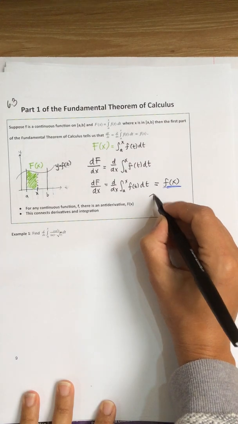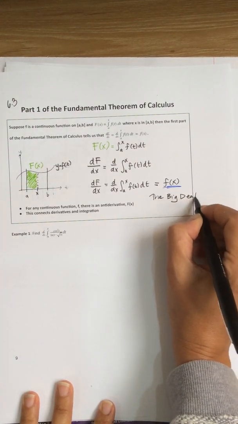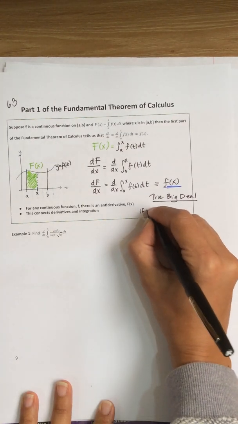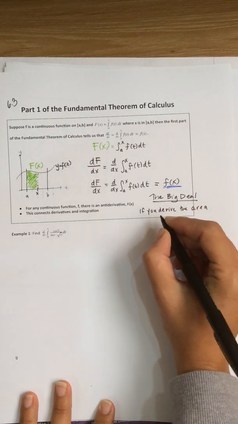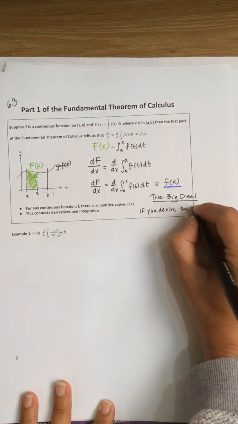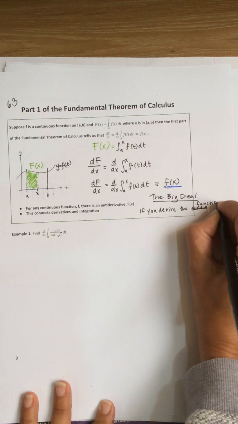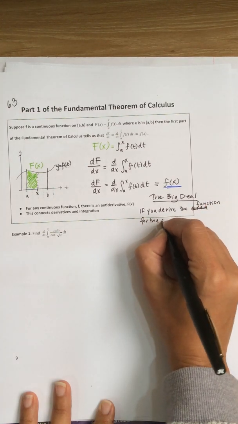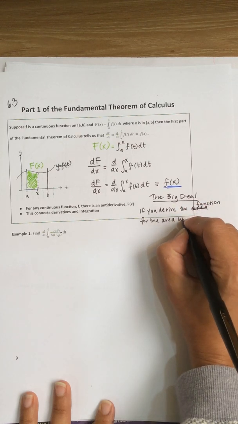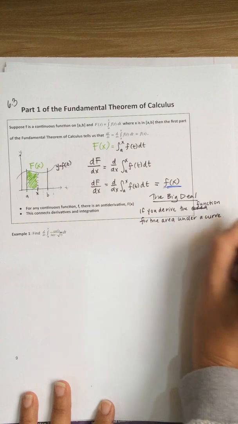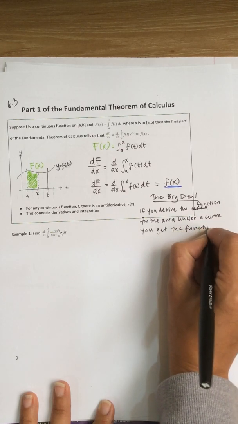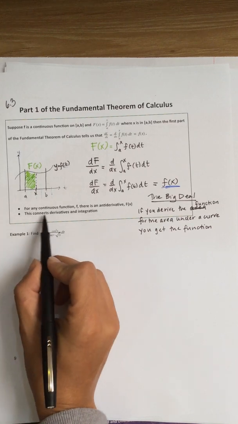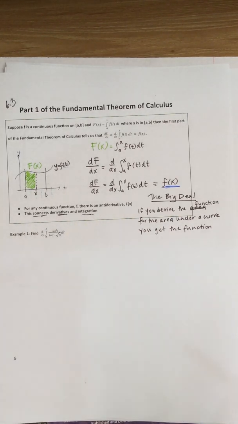Let's write it. The big deal is that if you derive the function for the area under a curve, you get the function. And why is it important? Because it connects derivatives to integration, right? Essentially, the integral and the derivative are the opposite of each other, okay?